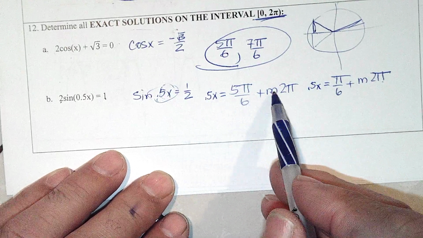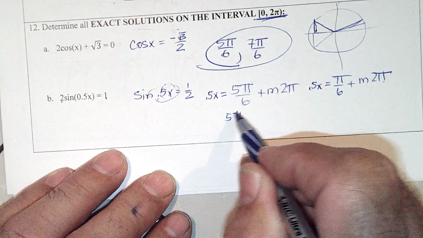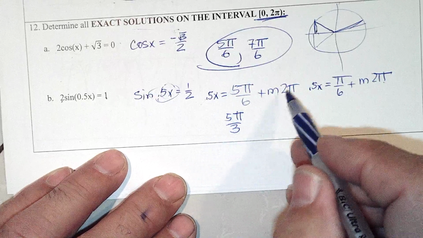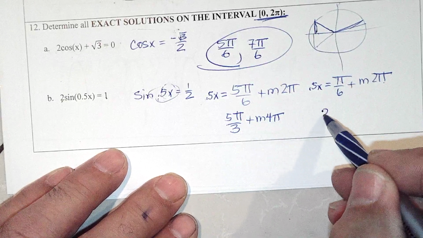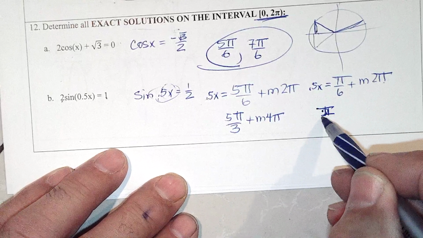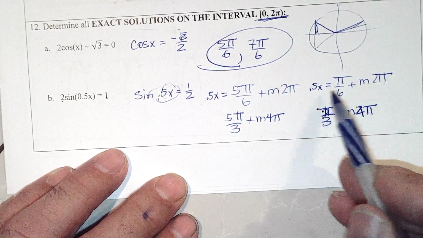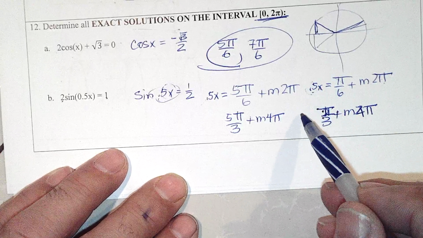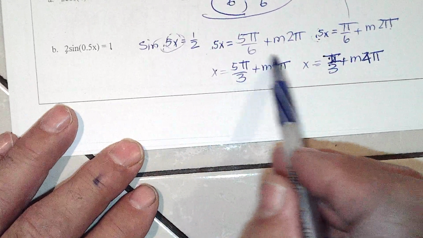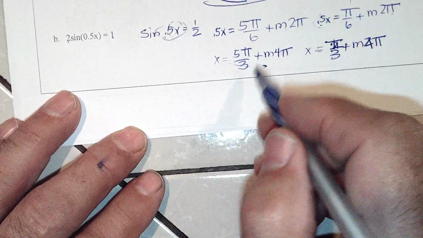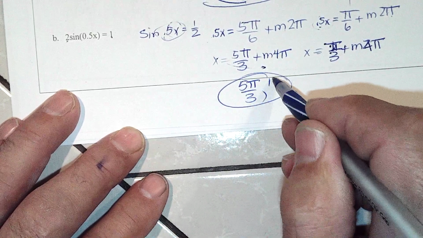So now I'd have to multiply both sides by 2 to get rid of the 0.5. So I'd get 5 pi over 3, multiplying this by 2, plus multiples of 4 pi, or pi over 3 plus multiples of 4 pi, multiplying both sides by 2. So x is either these or x is these. The only ones on this that are between 0 and 2 pi are the 5 pi over 3 and the pi over 3.